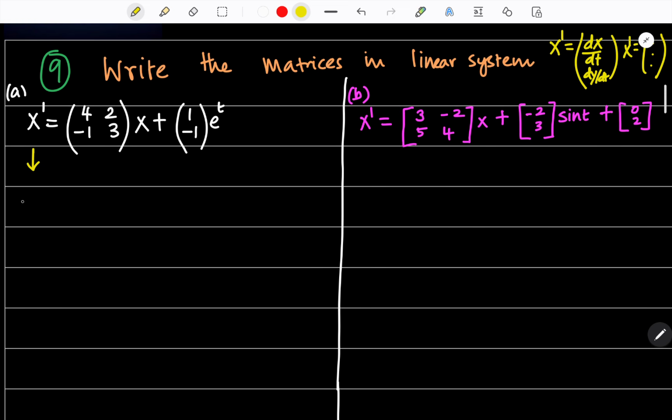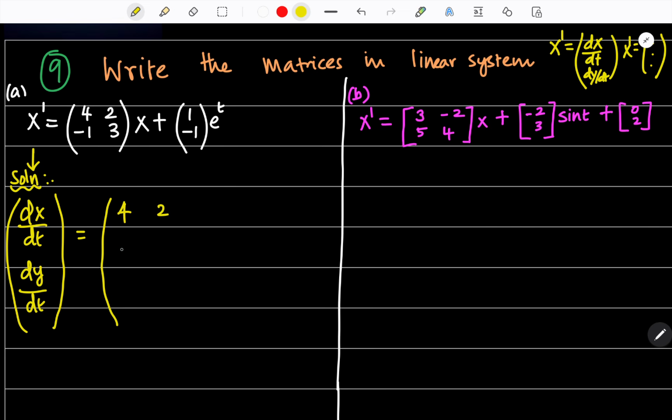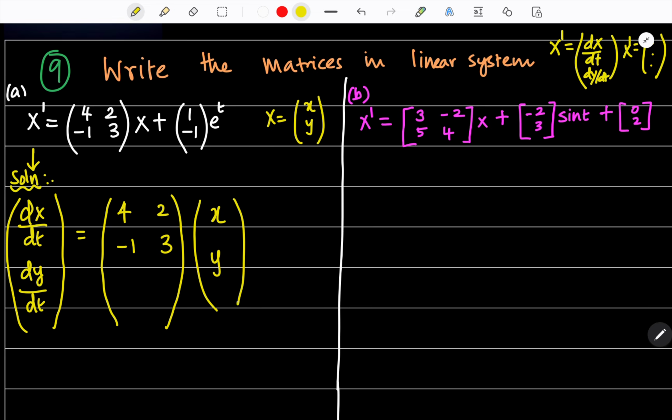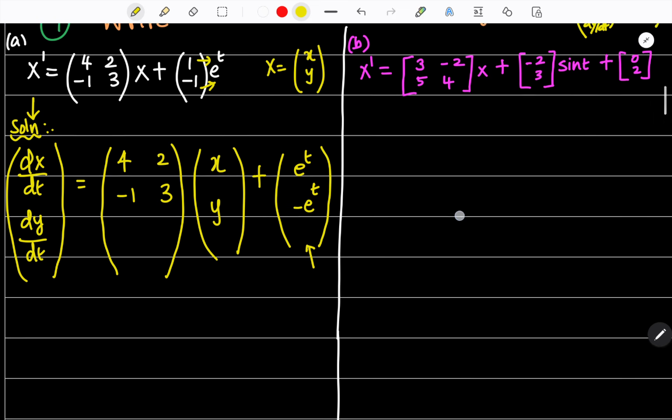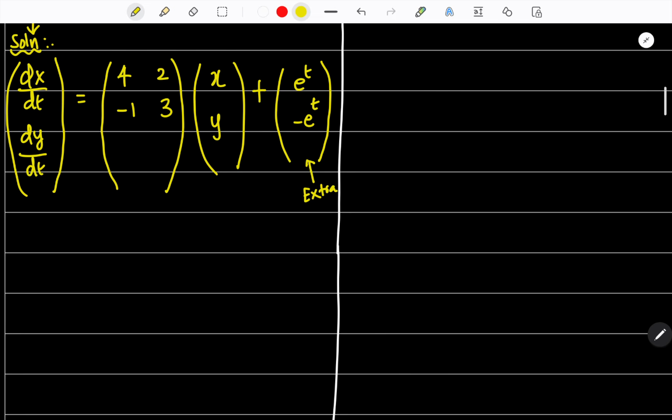Let's go to the solution. There are two questions. So this is dx by dt and dy by dt, and this is your x dash. This is equal to the matrix 4, 2, minus 1, 3, and your capital X, either you can write xy or x1, x2, no problem. Let me write it as xy as a column matrix, and then plus, I just multiply this one, which is e power t, and this one, which is minus e power t. This is called the extra fitting.